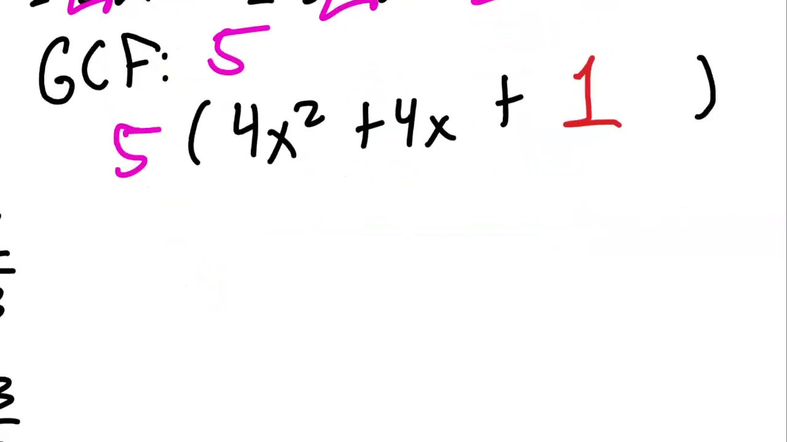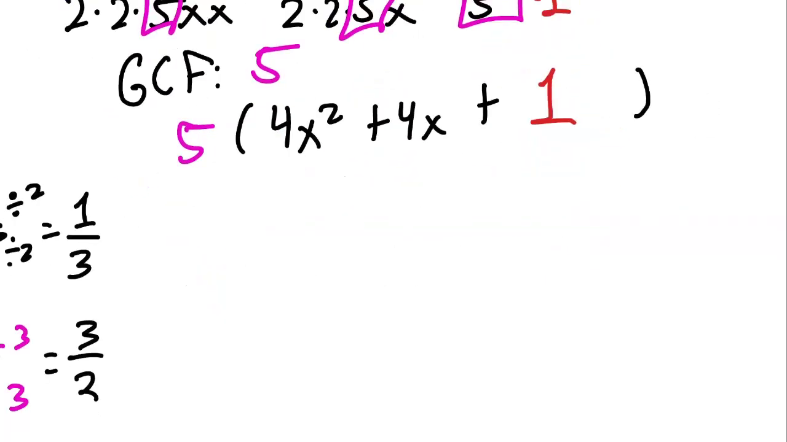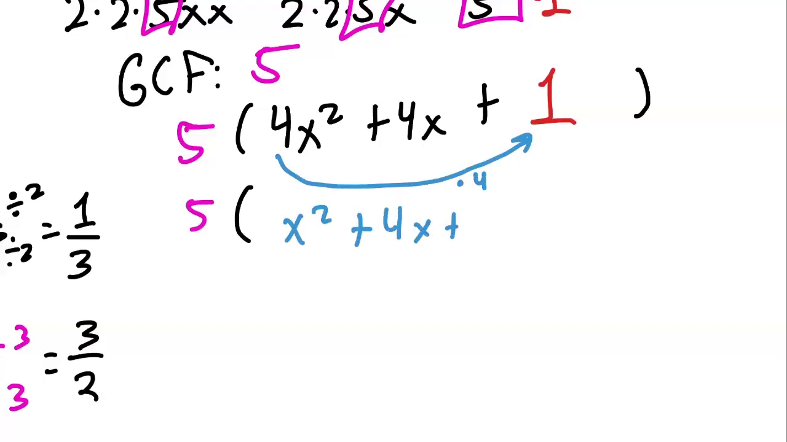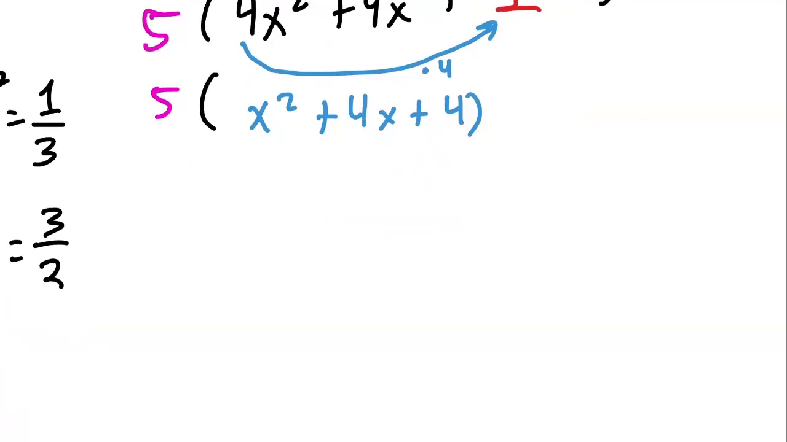All right, shh. Okay, so now we're just gonna do the same thing we always do. Take this 4, and we're gonna multiply it to the imaginary 1. So bring down the 5. So we have x squared plus 4x plus 4. So two numbers that multiply to 4, but add to 4.